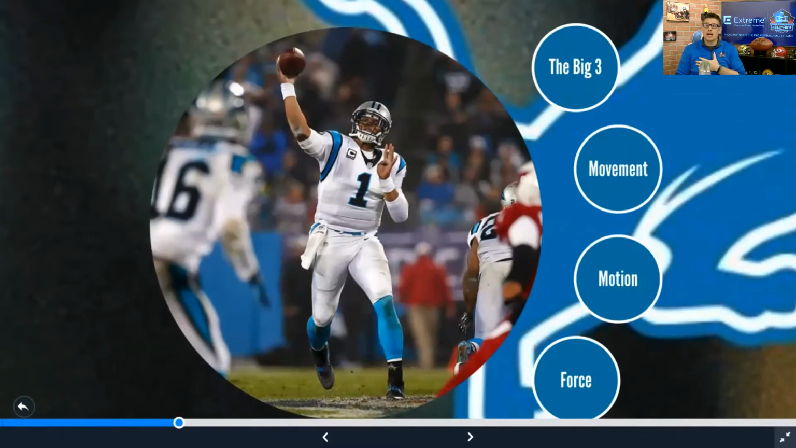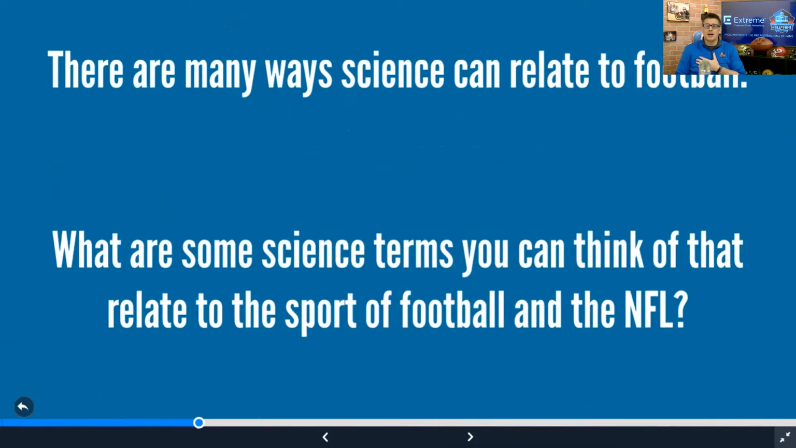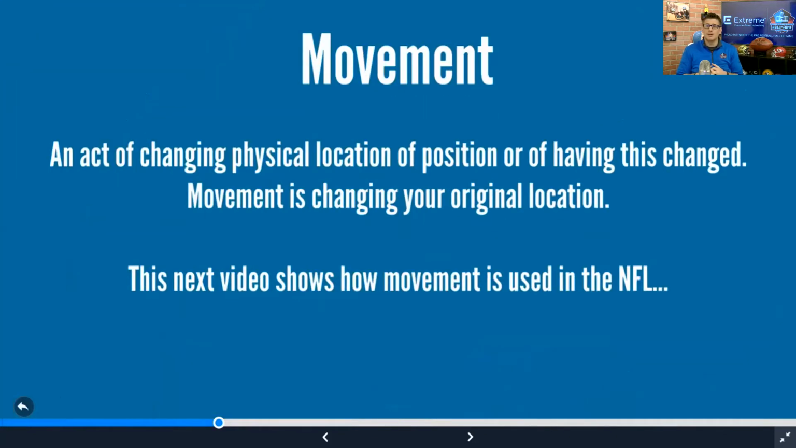And we're going to look at what we refer to today as the big three: movement, motion, and force. There are many ways that science can relate to football, and we can look at those. But the big ones are, the first one is movement. It's an act of changing physical location or position, or having this change. Movement is changing original location.